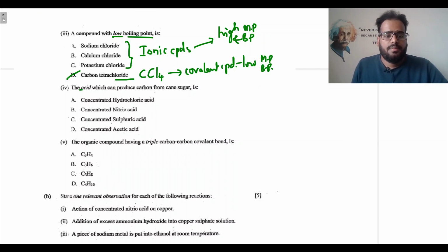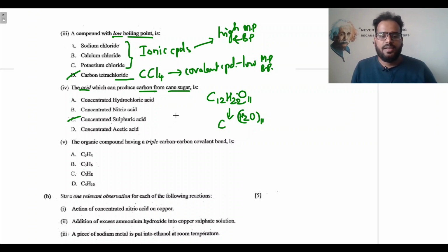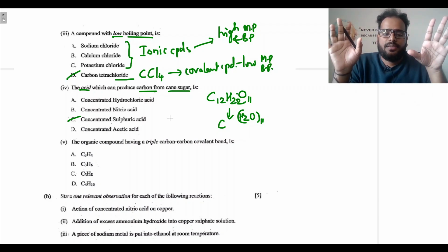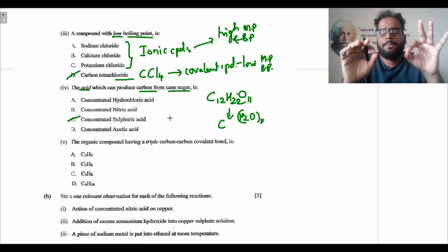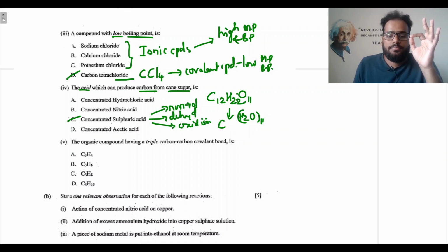Okay, the acid which can produce carbon from cane sugar. So cane sugar is C12H22O11. From this we have to get only carbon. So what do you have to remove? You can write it like this, take 11 H2O out, so water you have to remove. The dehydrating agent is concentrated sulfuric acid. But remember children, if they give you dilute sulfuric acid, don't put that answer. It is concentrated sulfuric acid which will act as a dehydrating agent. It will act as a non-volatile acid, right? Dehydrating agent, non-volatile acid, and it is also an oxidizing agent, okay?